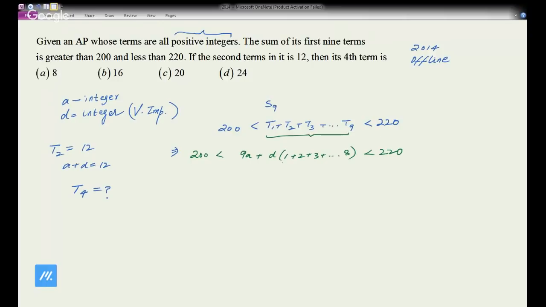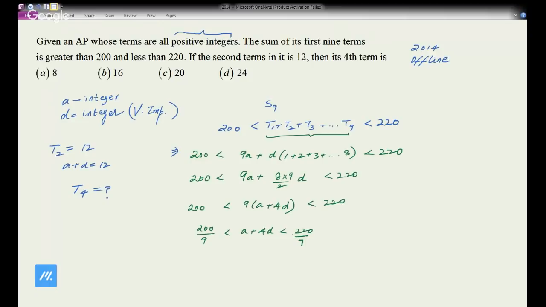ओके. So now let's see, this is 9A और ये क्या हो गया, sum of first... तो ये कितना हो गया, जल्दी जल्दी. अब थोड़ा अगर फॉर्मूले याद होंगे तो तुम्हारी स्पीड बहुत अच्छी हो जाएगी. 9 तो कॉमन आ गया, A plus 4D inside, less than 220/9, and greater than 200/9.